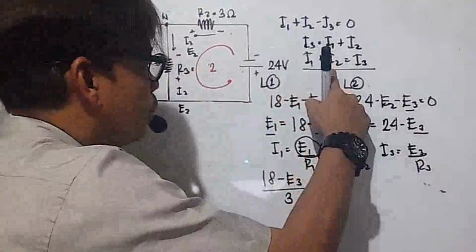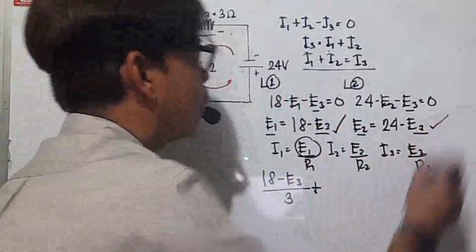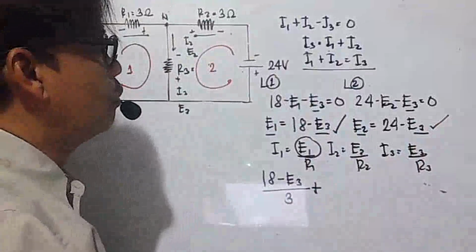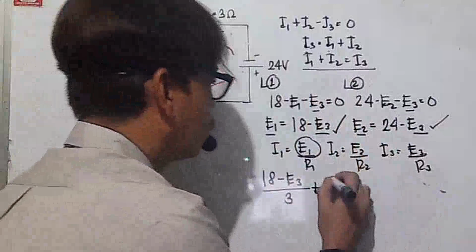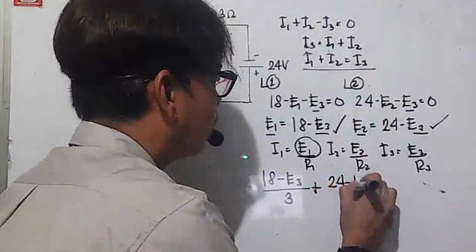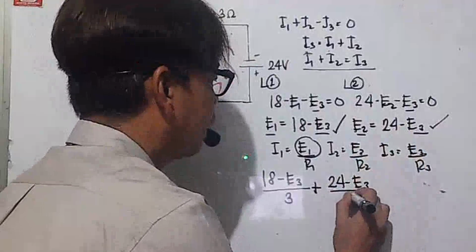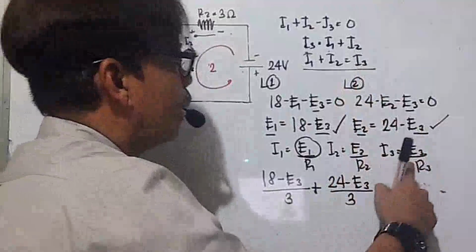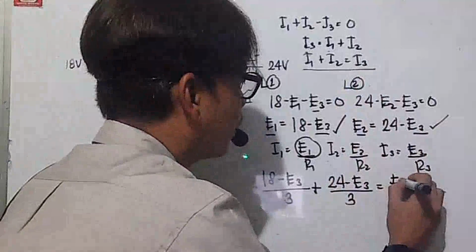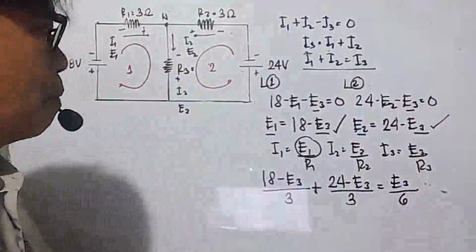Plus I2. So I2 is E2 over R2. But your E2 now is this value, substitute it with 24 minus E3. So I2 now becomes E2, which is 24 minus E3, all over R2, which is again 3 ohms, is equal to I3. Your I3 is E3 divided by R3, which is 6 ohms.